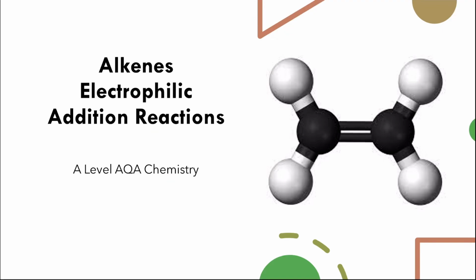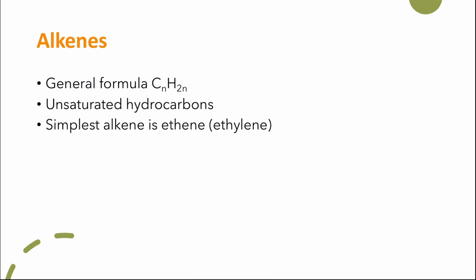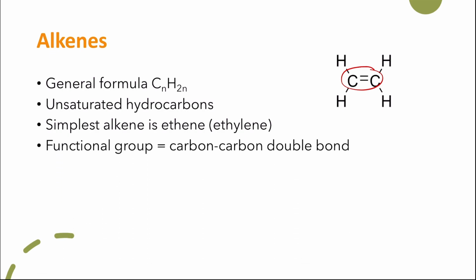This video is about alkenes and their electrophilic addition reactions. Alkenes are unsaturated hydrocarbons. They have the general formula CnH2n. The simplest alkene is ethene, the one with two carbon atoms and a double bond. The functional group of alkene is the double bond between the two carbons.